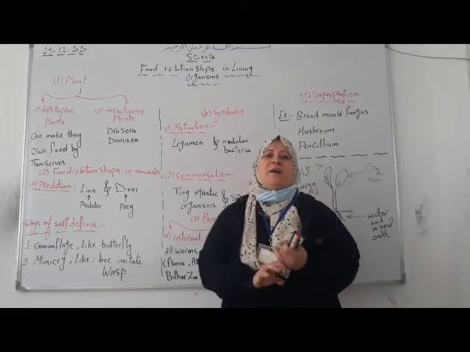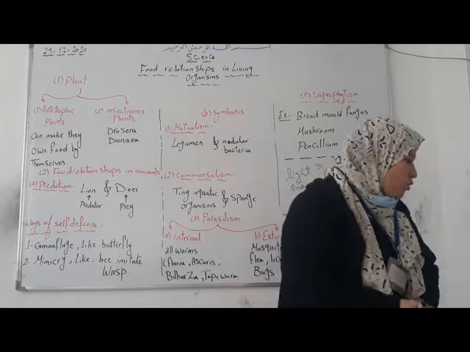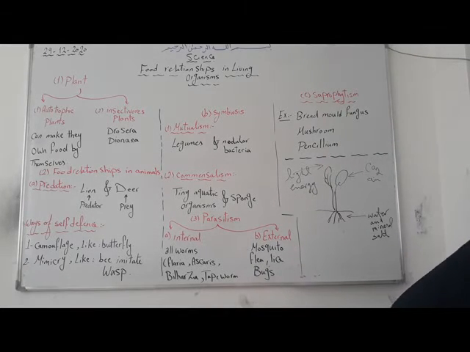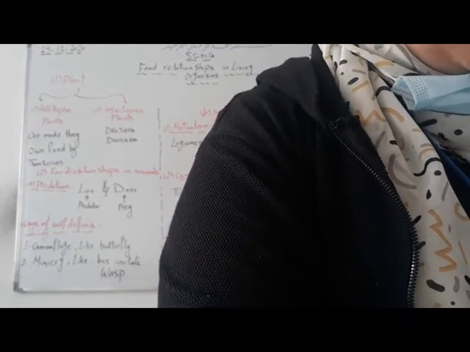Also we have cat, which prey the rat. Also, we have some pictures here. I'll show you some other examples for predation. Do you know the spider? Yes, spider make woven to capture flies.